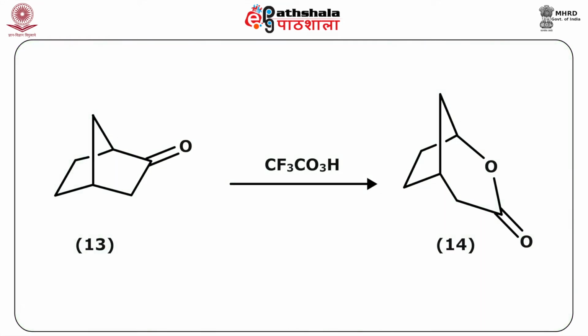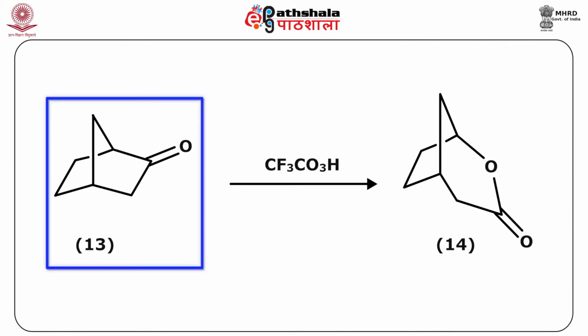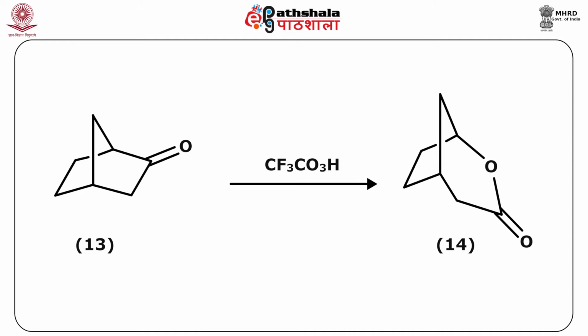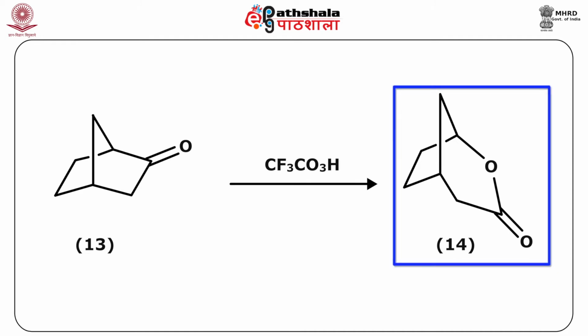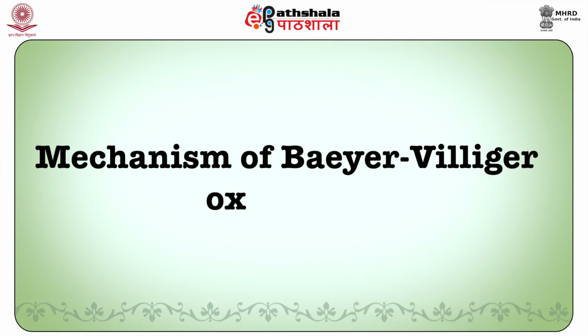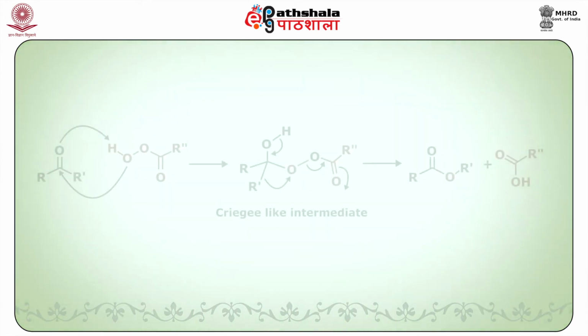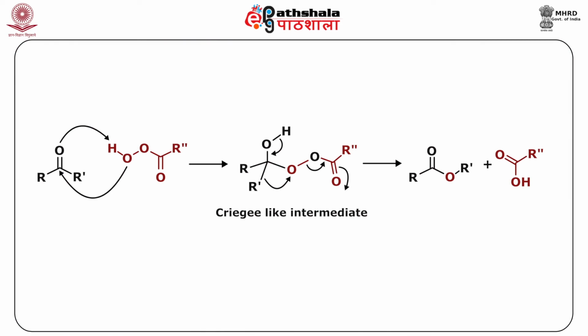Cyclic ketones yield lactones, which are cyclic esters. The Baeyer-Villiger oxidation of bicyclo[2.2.1]heptan-2-one in the presence of peracids gives lactones. Looking into the mechanism of this oxidation reaction, the peroxy group initially adds to the carbonyl carbon to give a Criegee-like intermediate. Subsequently, one of the groups attached to the carbonyl carbon migrates to the electron deficient oxygen atom in the rate determining concerted step.